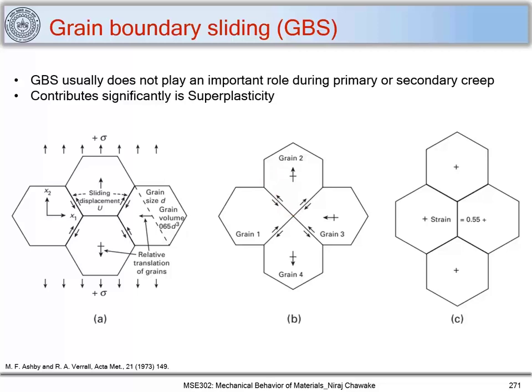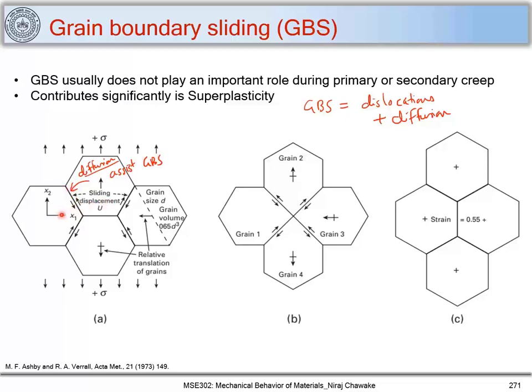However, in grain boundary sliding, both mechanisms participate. Let me write that down. So in grain boundary sliding, you have dislocations participating plus diffusion. Also, when this sliding occurs over each other, a compatibility is maintained through diffusion. I'm not going into details of it. Let me just mark it over here. So you have diffusion which occurs through the grain to assist this grain boundary sliding, and that is how the compatibility between grains is maintained.